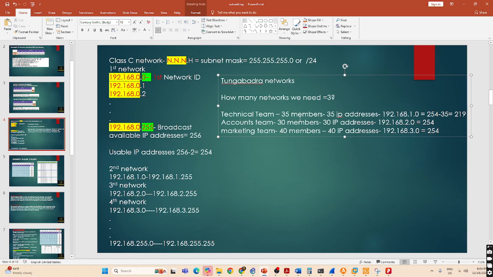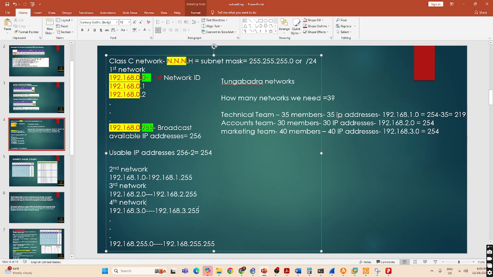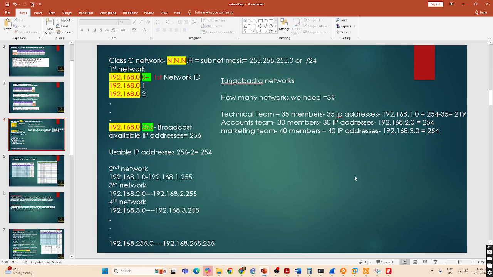So there are 3 teams. We have 3 teams, and each team needs certain IP addresses. So we need 3 networks, right? I'm picking from these 3 networks. You can take any network: class A, class B, or class C, based on your requirement. Currently I have fewer IP addresses, 35 I need. I'm just taking class C.